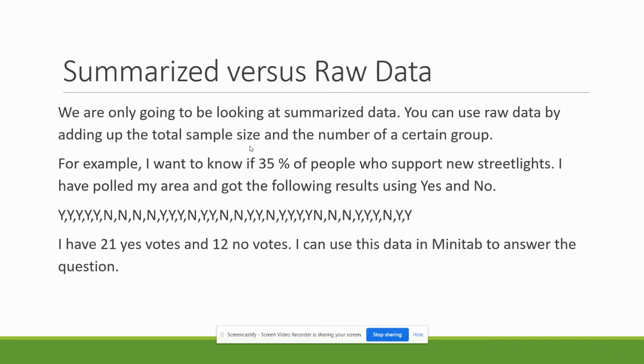So then I can use that data in Minitab. I want to know if they support it. So 21 out of my 33 votes are in support of the streetlights. So then from there, using that 21 out of 33, I can test to see if 35% support the new streetlights.